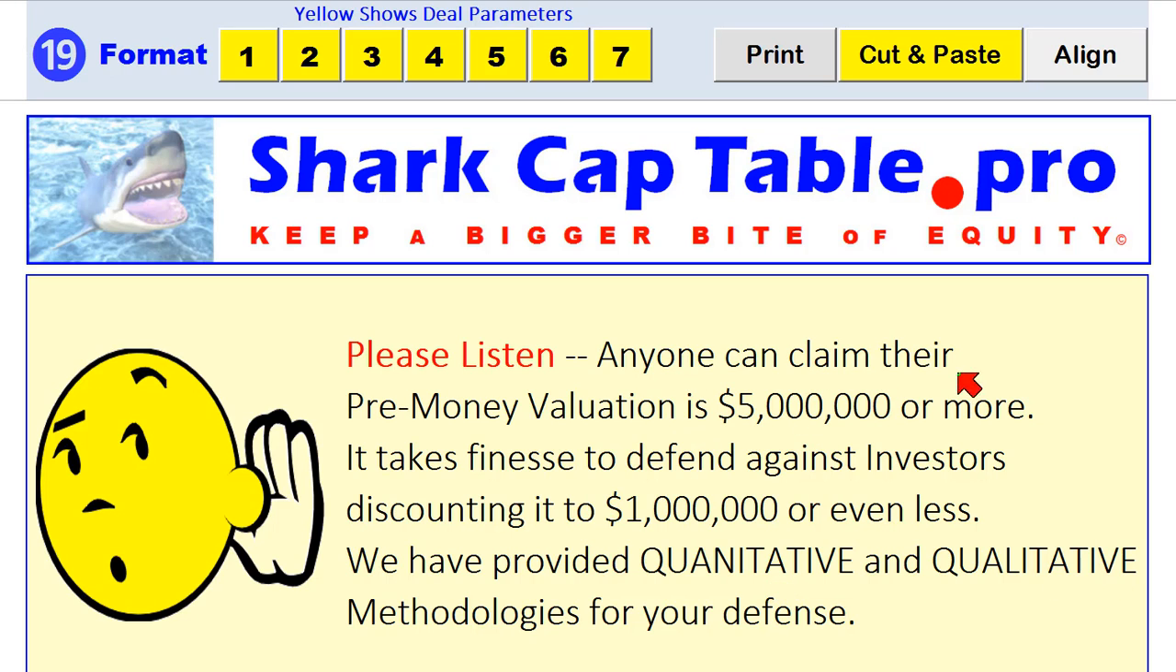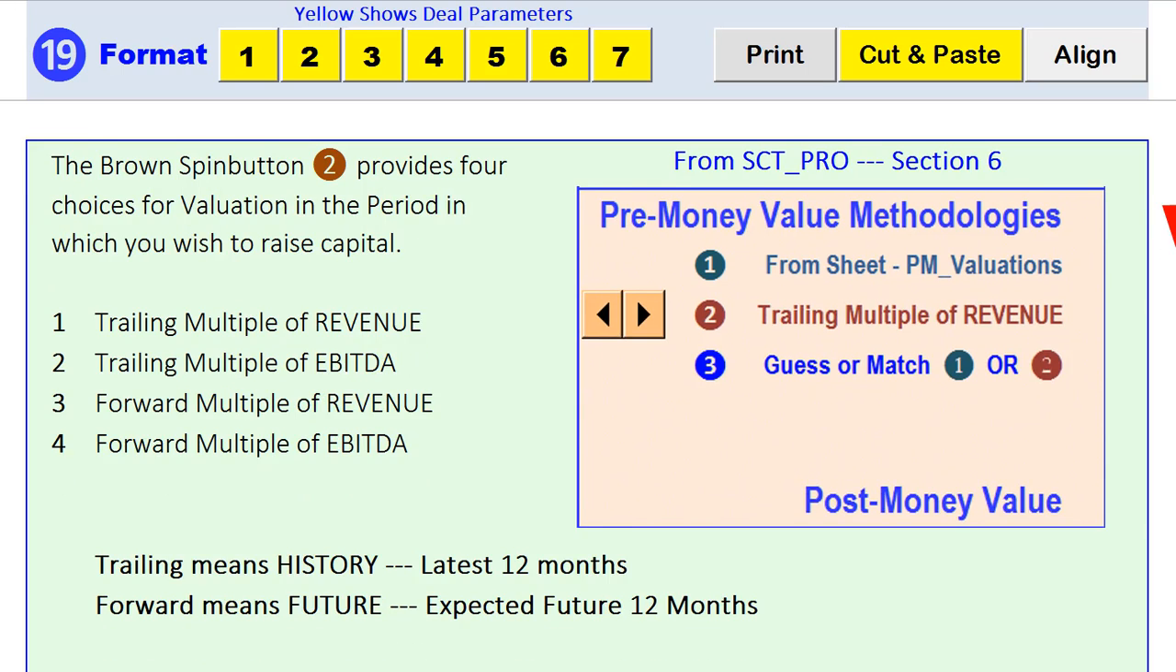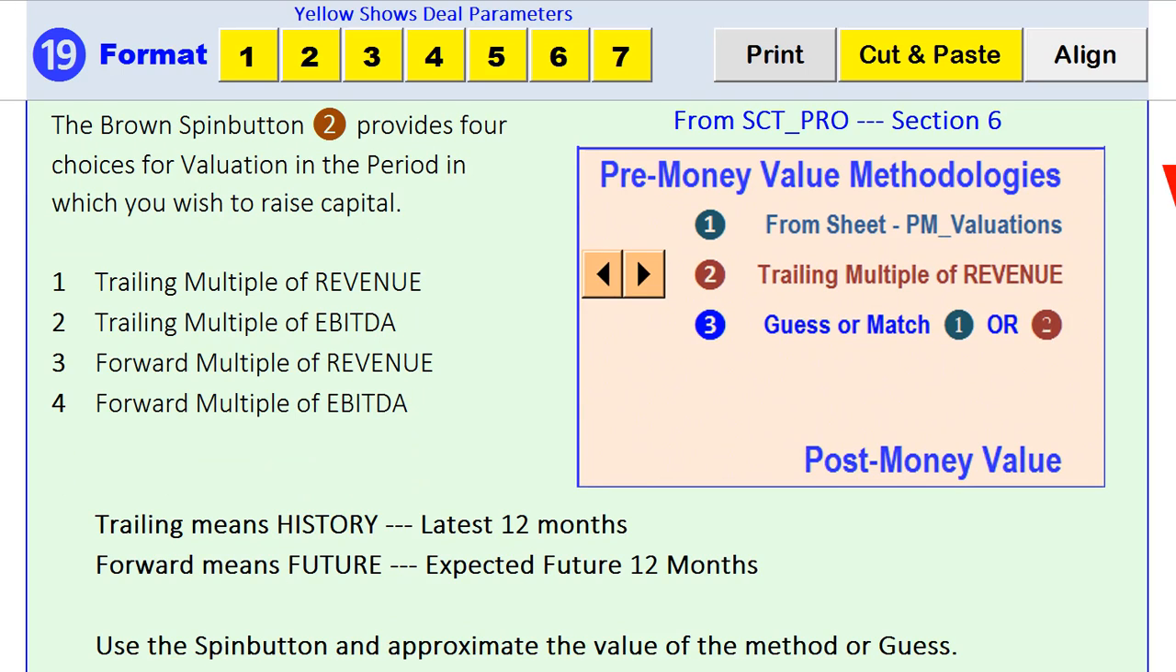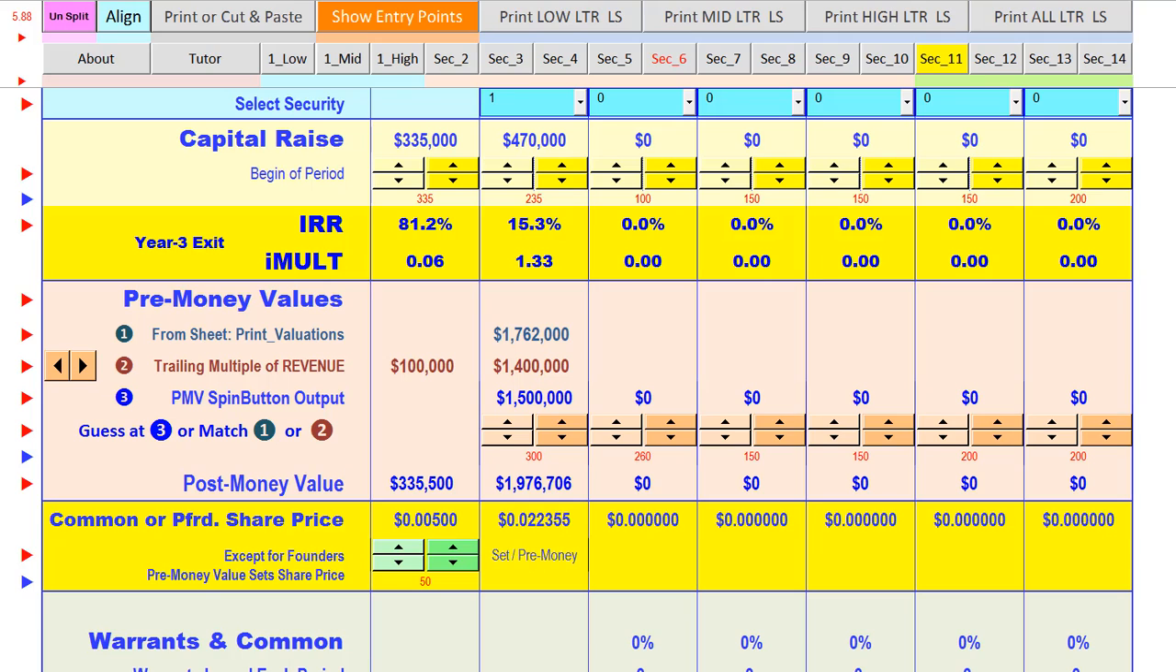Look, anyone can claim their pre-money valuation is $5 million or more. That's easy. It takes finesse to defend against investors discounting it to $1 million or even less. We've provided quantitative and qualitative methodologies for your defense. You've seen this section before. It's over here. SharkCapTable.pro right here. A little more explanation.